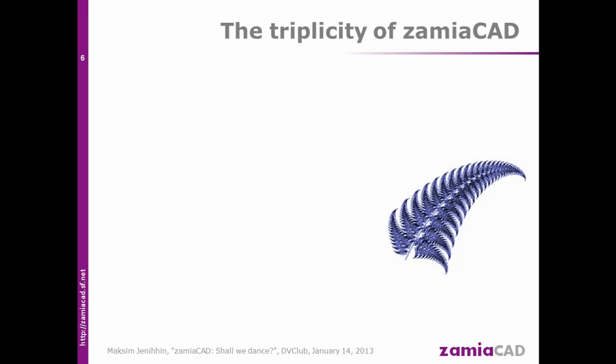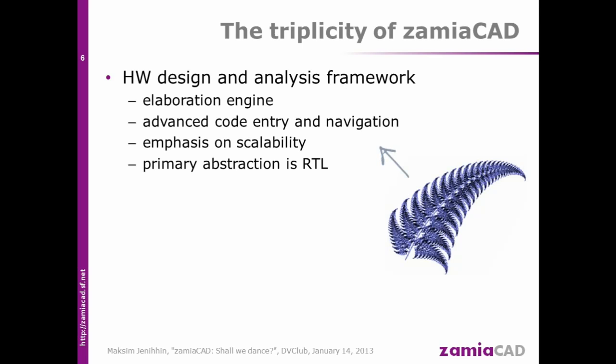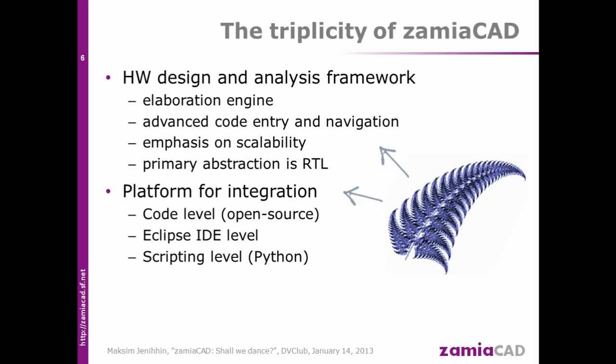So this slide I call the triplicity of zamiaCAD, because zamiaCAD is, first of all, a framework for design and analysis of hardware, and it has an elaboration engine, advanced entry and navigation, makes emphasis on scalability, and considers RTL as a primary abstraction level. On the other hand, it's a platform for integration, because you can do integration of your ideas at the code level. The framework itself is integrated into Eclipse, so you can do some integration at the Eclipse level, and it provides some scripting functionality, interactions, so you can do it at this level as well.